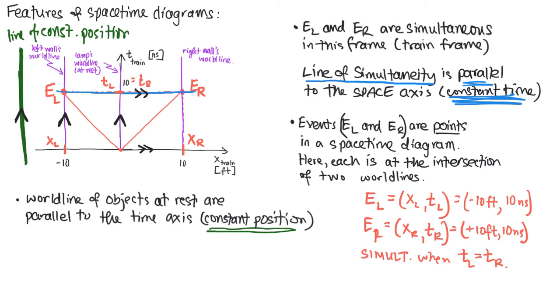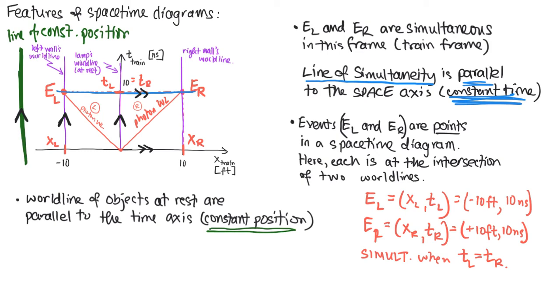One more feature that I'd like to point out is that we have these photon world lines. So let me label those. So this is a photon world line, and that's for the right photon. And I also have a photon world line for the left photon.